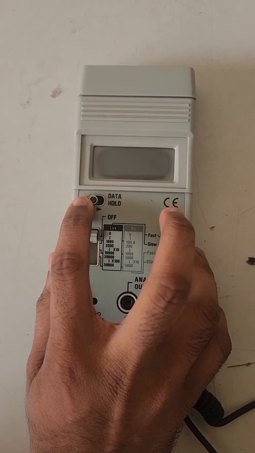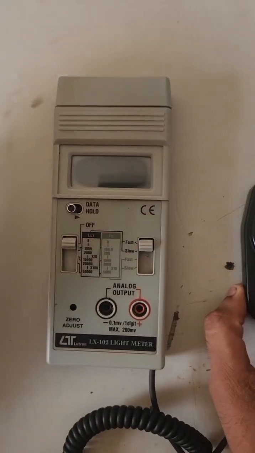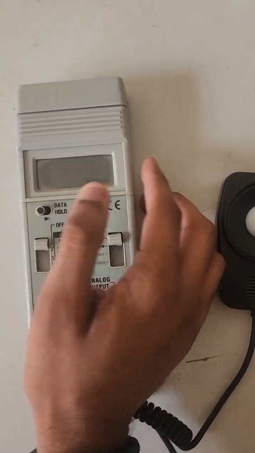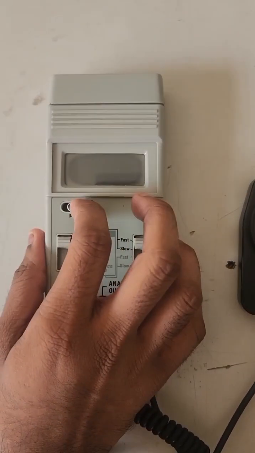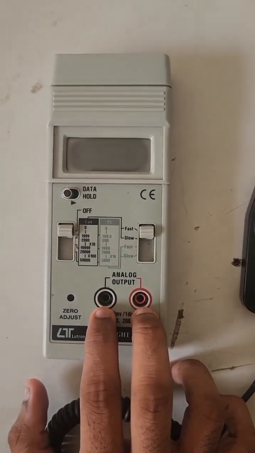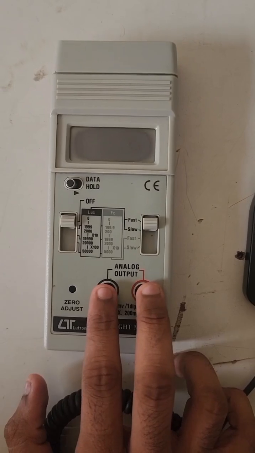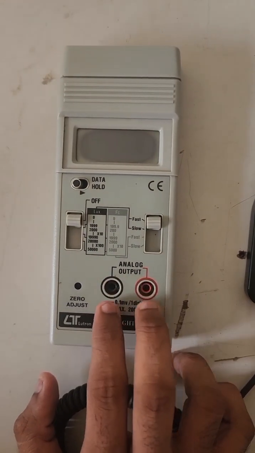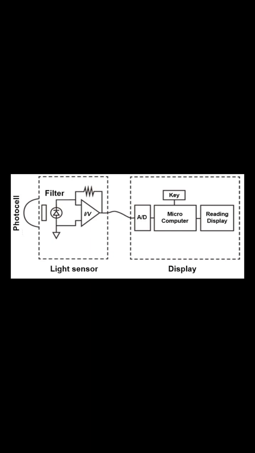And this button is for data hold. So if we are calculating the data and we have to hold it, then we have to switch this button. And this is used to convert the digital signal into an analog signal, and we can get the analog output also. So that's all about the lux meter. We will see the application part in the further video.